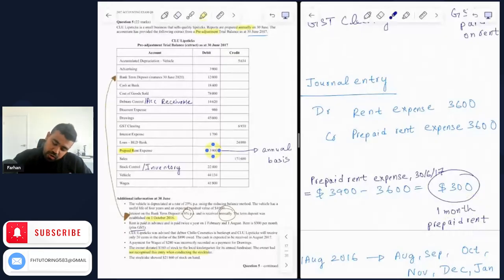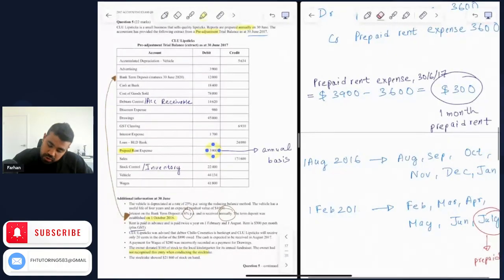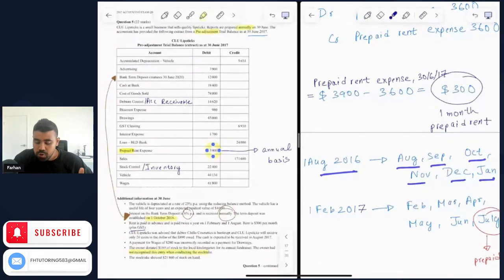Now, let's verify this further. We know that rent is paid twice a year, and when we pay the rent, we pay for 6 months in advance. So we know that the rent is paid on 1st August and 1st February. This means the rent would have been paid on 1st August 2016, which would have covered the entire months of August, September, October, November, December, and January, all the 6 months. Then we also pay rent on 1st of February 2017, which would cover the months February, March, April, May, June, and July. So these are the 6 months in 2017.